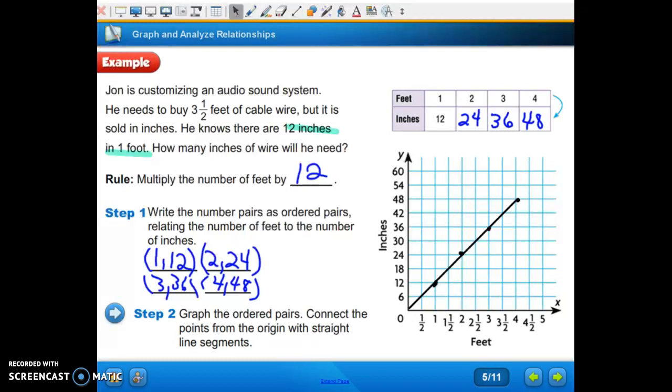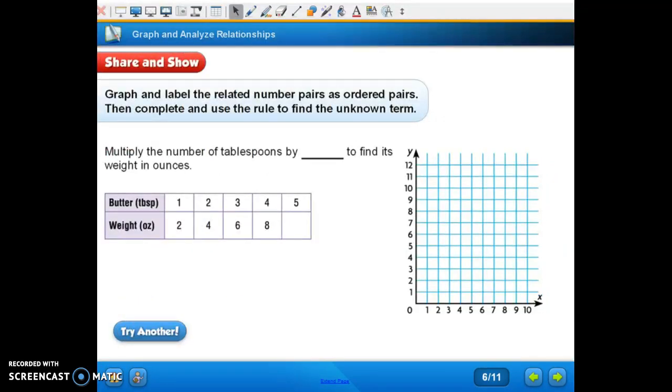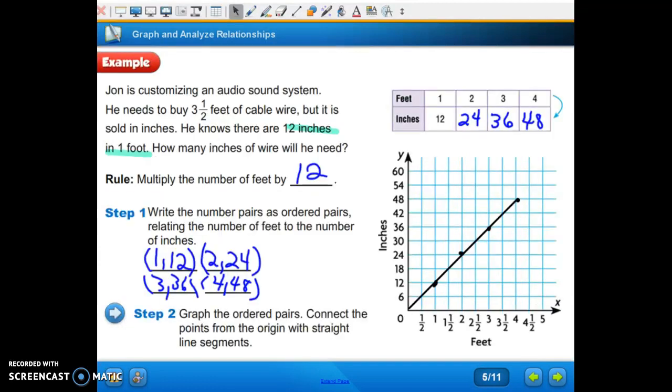Now remember that he only needed 3 1/2 feet of cable. So step 3 says to use the graph to find the number of inches in 3 1/2 feet. I don't think this is on my screen, so you follow along on your paper. This is step 3 we're talking about. 3 1/2 is between the whole numbers what? 3 and 4. So fill in 3 and 4. Then it says locate 3 1/2 on the x-axis. So here it is. We found it right here.